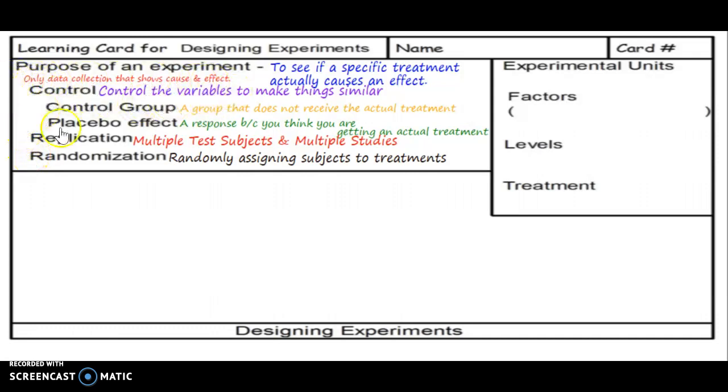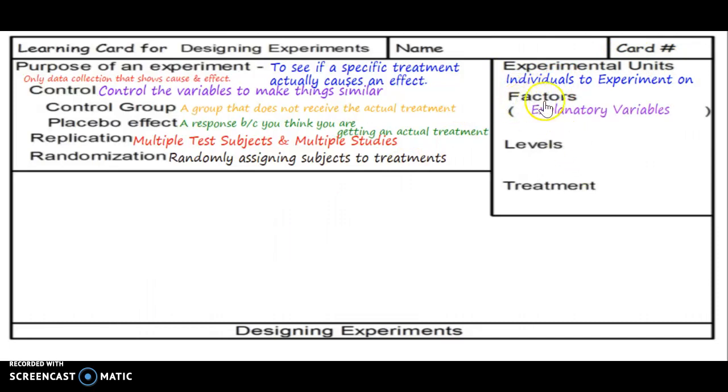Controlling the variables, replication over multiple subjects and multiple studies, and randomizing the treatments or randomly assigning the test subjects to a treatment group. All right, let's look at a few more definitions over here on the right side. Experimental units, those are the individuals to experiment on. The individuals that you're going to experiment on are called experimental units. Now, if you're talking about people, sometimes they're called test subjects, but the generalized term is experimental units.